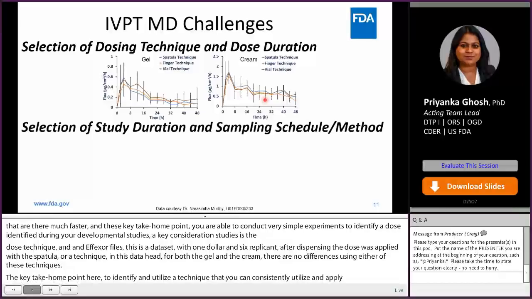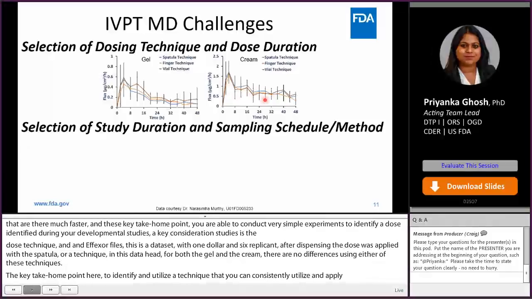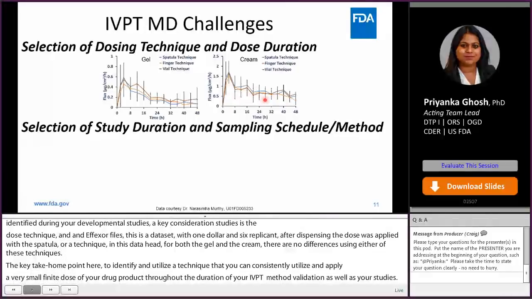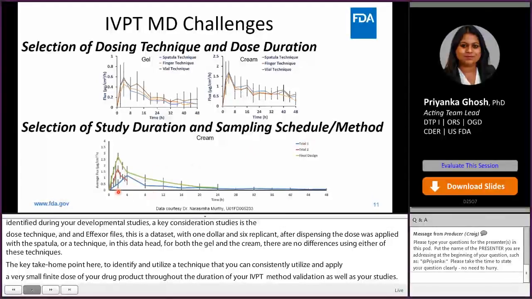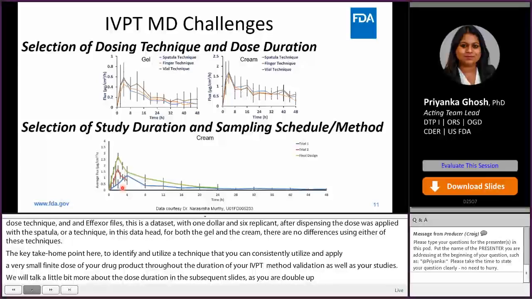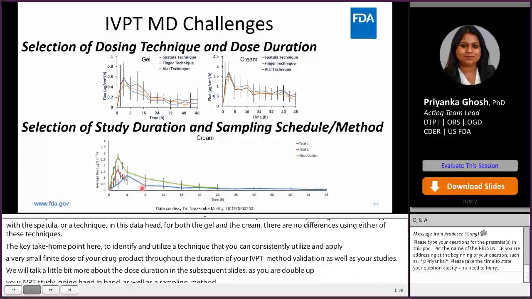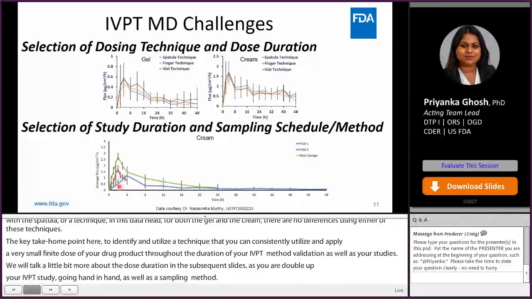The other key consideration as you are developing your IVPT method is selecting the duration of the IVPT study, and what goes hand in hand with that is the sampling schedule as well as the sampling method. So this is an example with, I believe, a 1 donor 3 replicate study where in trial 1, you can see that the sampling schedule prevented us from being able to assess the true Jmax for this drug product. So we had to optimize the sampling profile, have more frequent samples at the beginning to adequately characterize not only the Jmax, but ideally the entire cutaneous pharmacokinetic profile as the dosage form is undergoing metamorphosis.